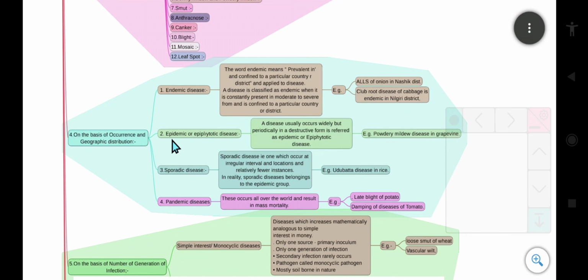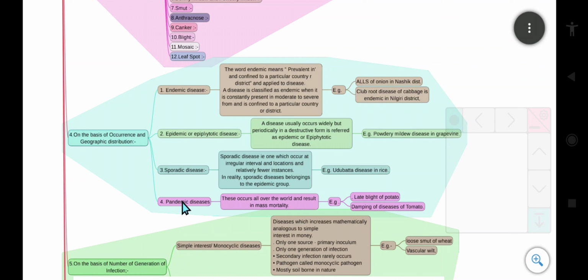The second one is epidemic or epiphytic diseases. A disease that usually occurs widely but periodically in a destructive form is referred to as an epidemic or epiphytic disease. An example of this epiphytic disease is powdery mildew disease in grapevine. The third one is sporadic disease. Sporadic diseases are those which occur at irregular intervals and locations and in relatively few instances. In reality, the sporadic disease belongs to the epidemic group, and its example is Udbatta disease in rice.